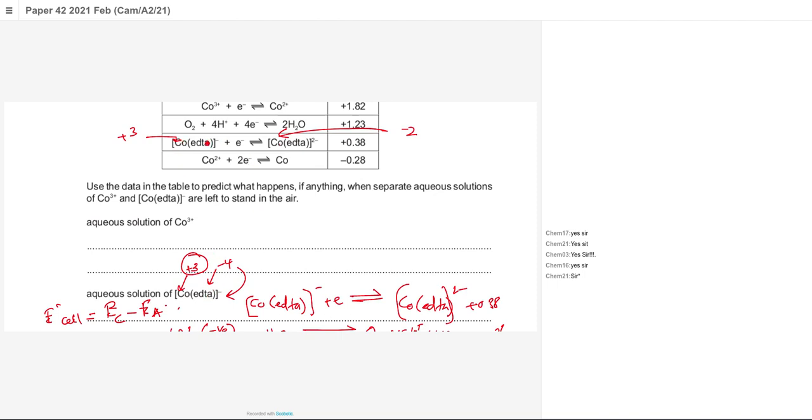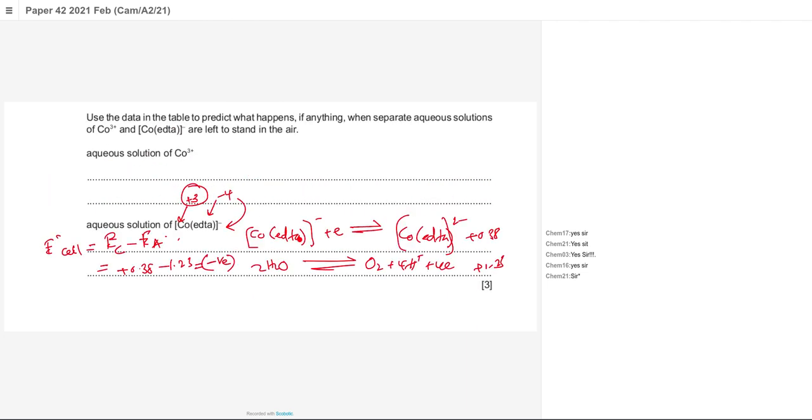CO-EDTA minus is not reduced to CO-EDTA 2 minus. It's not reduced to CO-EDTA 2 minus in the presence of water, as the overall E cell is negative.